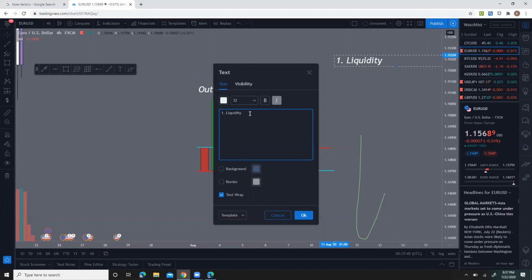Now, the second confluence is for it to take out the liquidity with what is called the impulse move or inefficiency. Pretty much the same thing. I call it impulse move because the inefficiency is the impulse move. And I'll give y'all an example of this in a second, so I'm not gonna leave y'all dry.